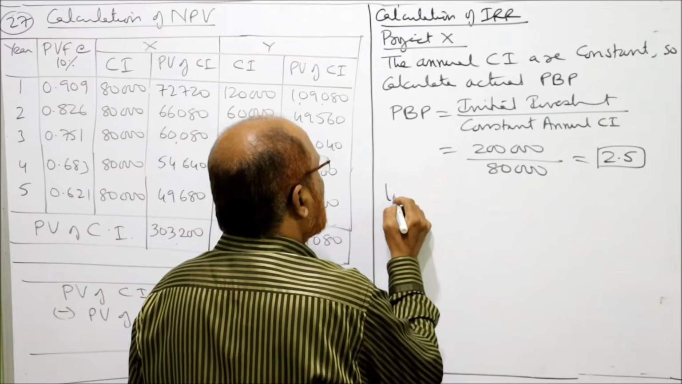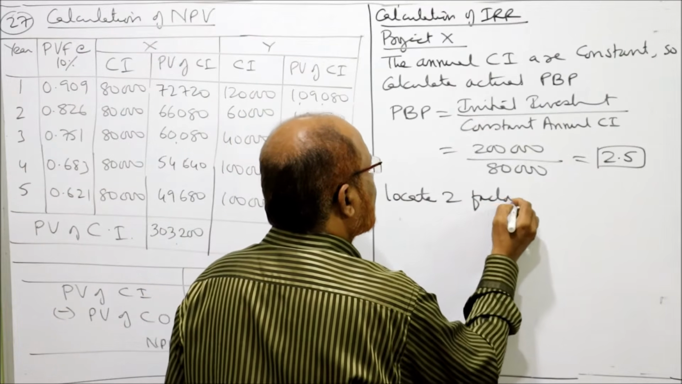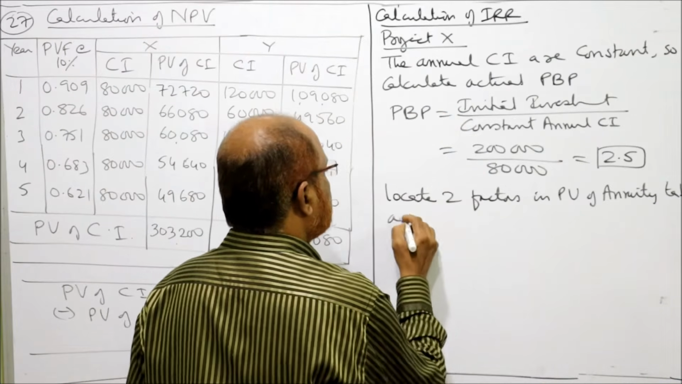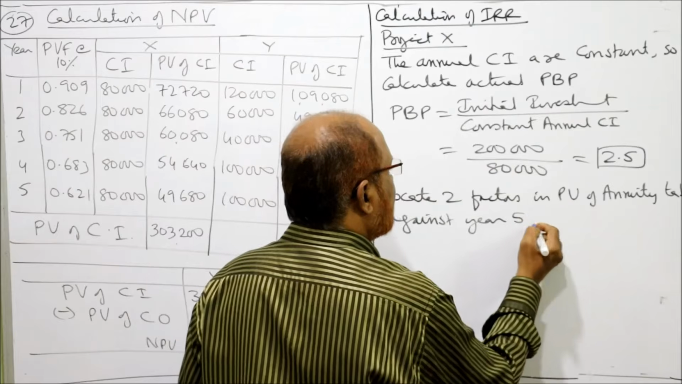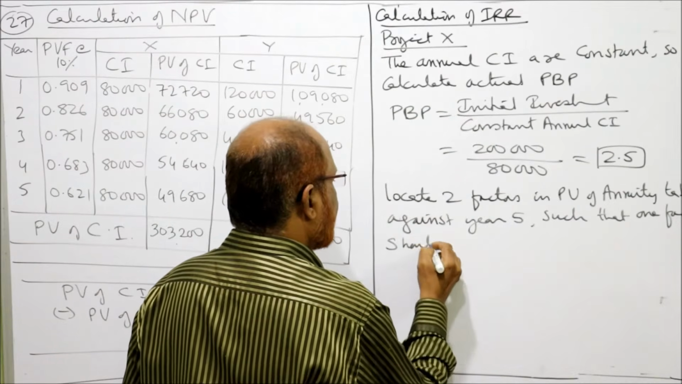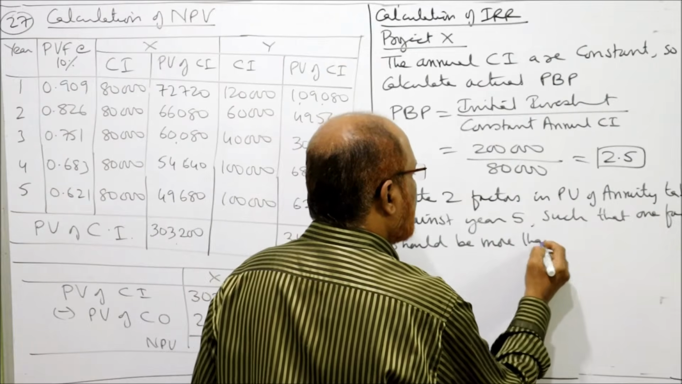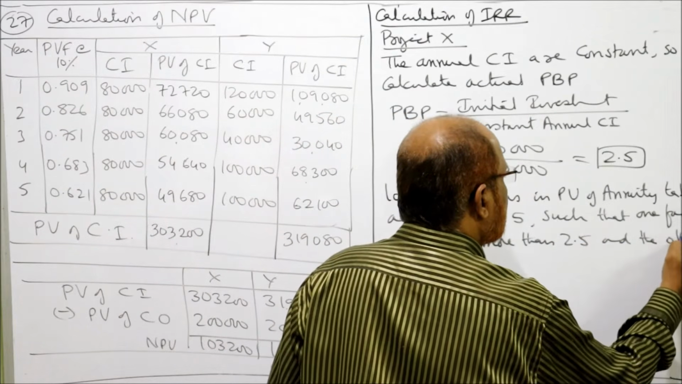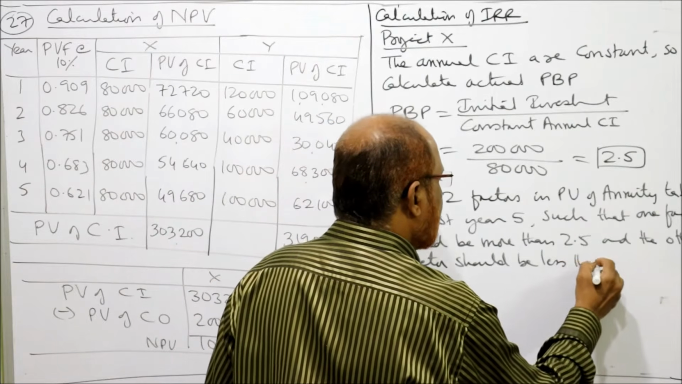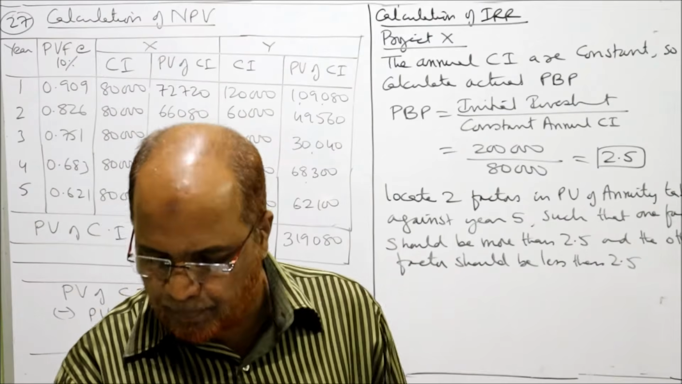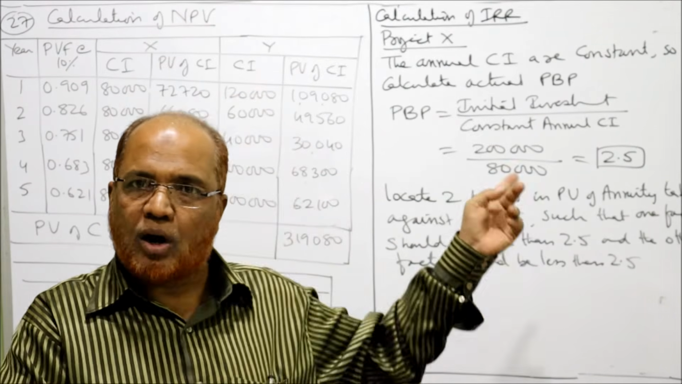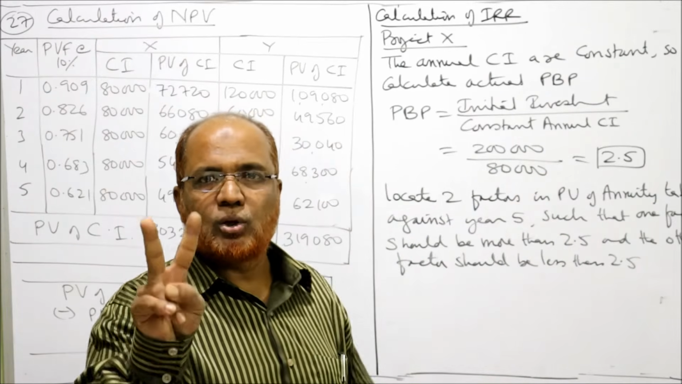Now step 2, locate 2 factors in PV of annuity table against year 5, such that one factor should be more than 2.5 and the other factor should be less than 2.5. In the previous case, we located one discount factor. When it was not constant, we took one discount factor. Now here there is a constant cash inflow, so to find actual PBP, 2 factors will decide.